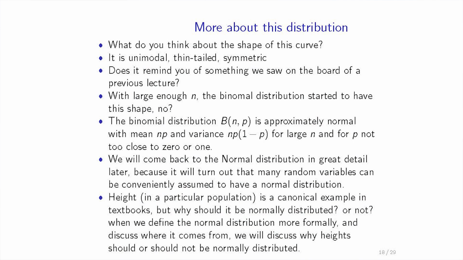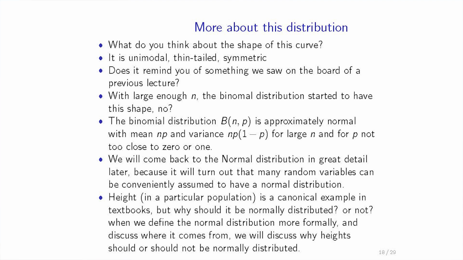And so the binomial distribution is approximately normal with mean np and variance n times p times 1 minus p, for large n, and for p not close to 0 or 1. So the binomial you've seen, as you added more and more trials, starts to become more and more like a histogram of a normal. In fact, that's how the normal distribution was invented in the first place, as the limit of the binomial as you increase the number of trials.